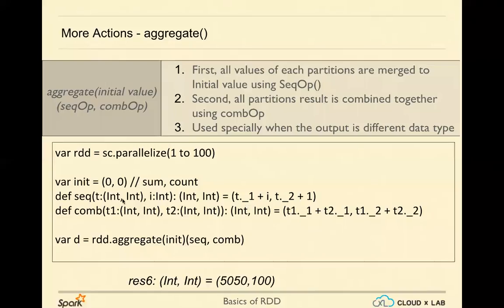T dot underscore 1 is the first value of the tuple, and we increase the second value by 1. Meaning increase the count by 1 and increase the total value by the value of the integer, because that's how the sum is computed. So we are taking the initial value 0, 0, and computing the sum and the count by way of these two functions. The first function merges the individual value into the initial tuple, while the second function merges two tuples. Should I move ahead?